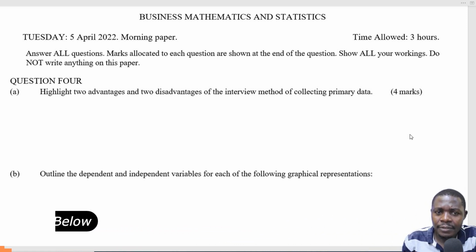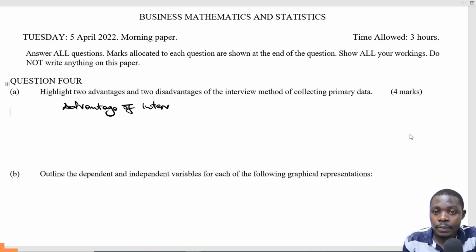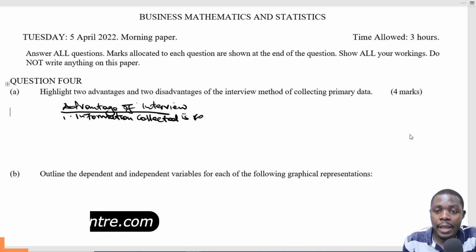Now we have the advantages. Let me start with the advantages of interview. Number 1, the information collected by this method is reliable.